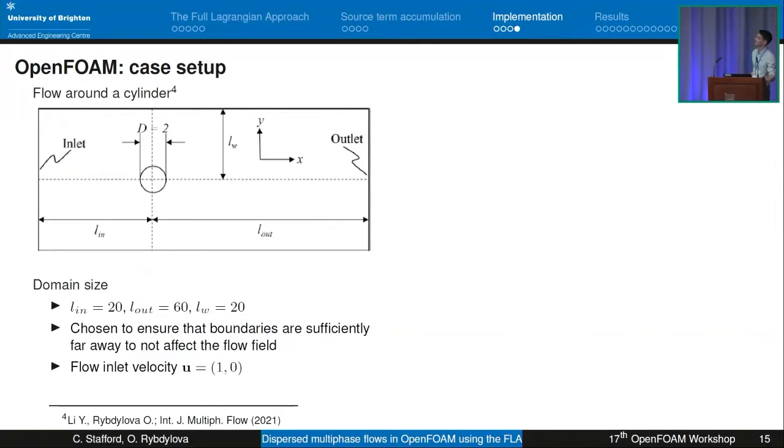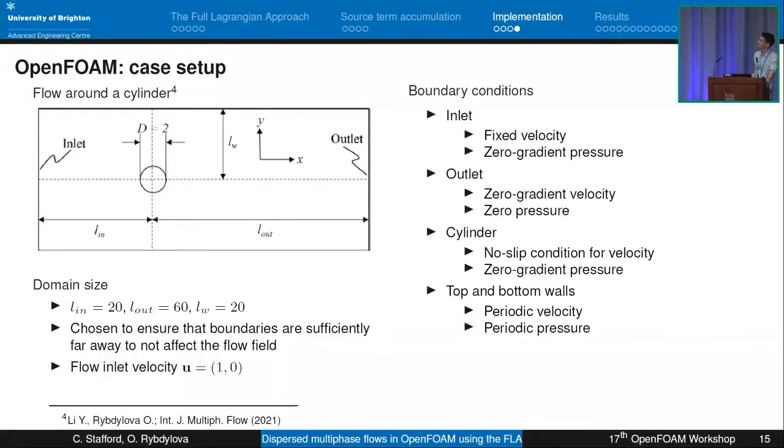So the case I'll be considering is a fairly prototypical flow around a cylinder. Boundary conditions I've just put here for completeness. The top and bottom are periodic, and as long as these are far enough away from the cylinder, there's no effect on the flow. And then the others are fairly standard: fixed velocity at the inlet, and then zero pressure at the outlet. And the cylinder has a no-slip condition.